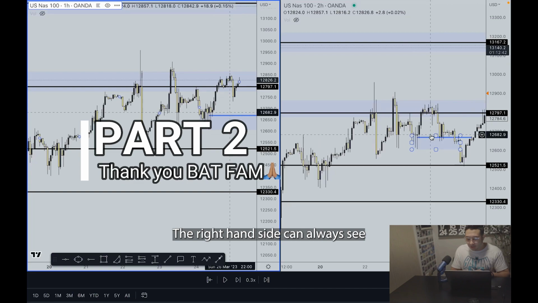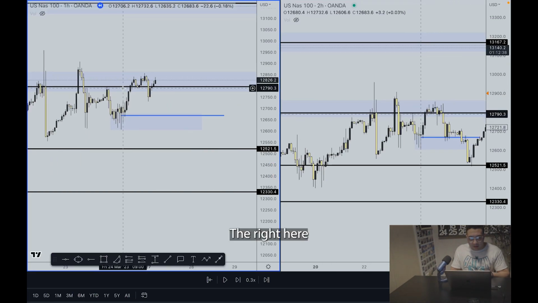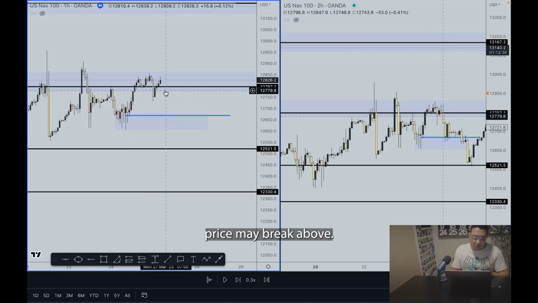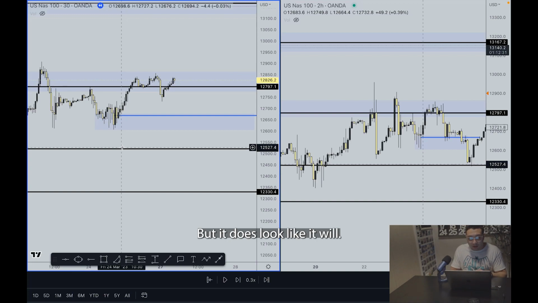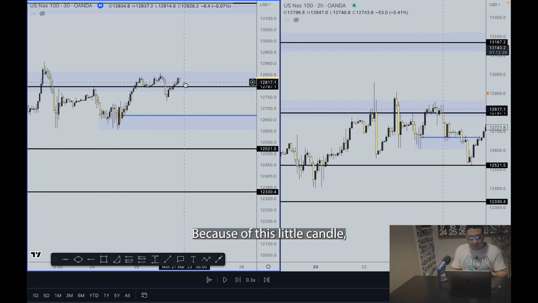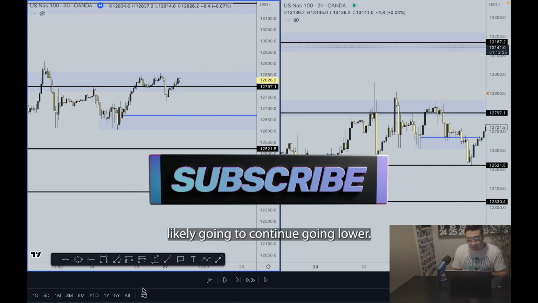So on the right hand side, you can already see how price played out. Here we're on the hour time frame. But right here, maybe thinking, okay, you know what, price may break above. You can't immediately assume that, but it does look like it will. But it's not lining up, right? Because if this little 30-minute candle gets taken out, then it's most likely going to continue going lower.